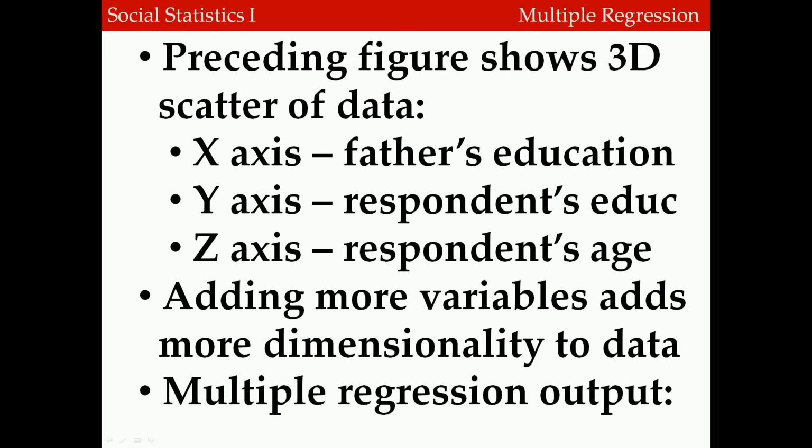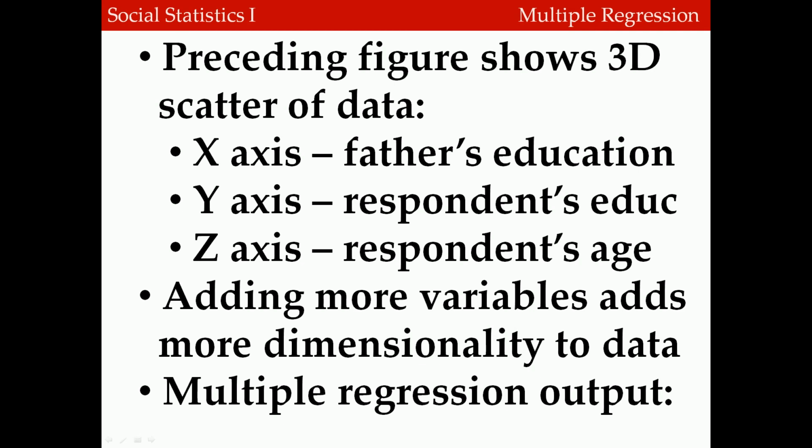And so the preceding figure basically showed us that we had a 3-dimensional scatter diagram with 3 axes. On the x-axis was father's education, on the y-axis was response education, and on the z-axis was response age. And so in general, adding more variables to the model increases the dimensionality of the data. And it's a little hard to imagine anything beyond 3 dimensions. But basically, the number of dimensions is equal to the number of independent variables we add to the model.